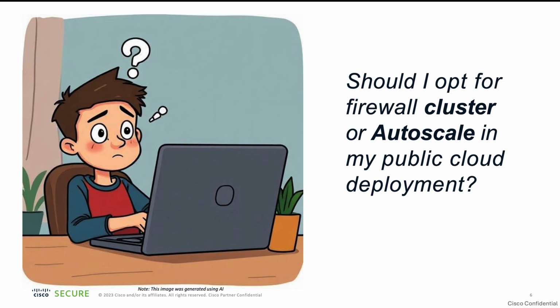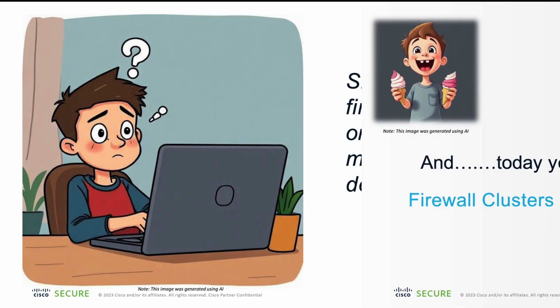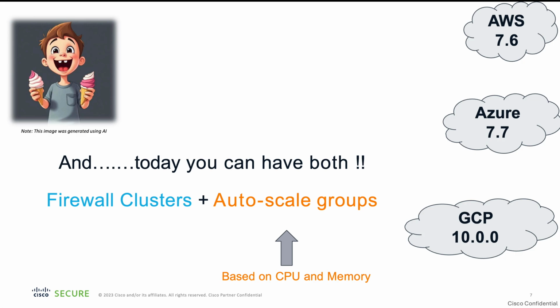With cluster, as we discussed, all the firewalls in the cluster can share the state information. And with autoscaling, firewalls in the autoscaling group can scale up and scale down based on metrics like CPU, memory, or health of the instance, etc. So you need to choose the solution based on your specific use cases. But now you don't need to worry about choosing one solution over another for your cloud deployments because Cisco is bringing together clustering and autoscaling in Secure Firewall Virtual.